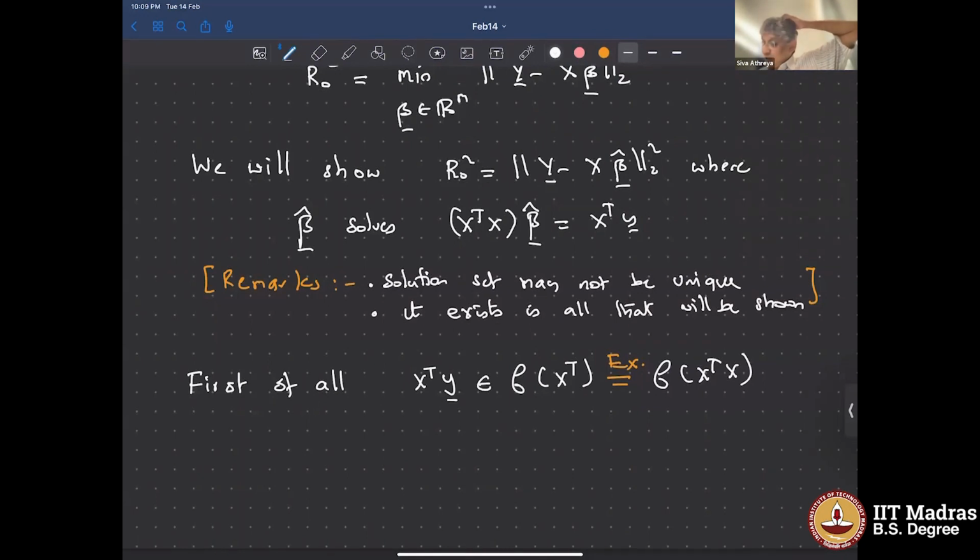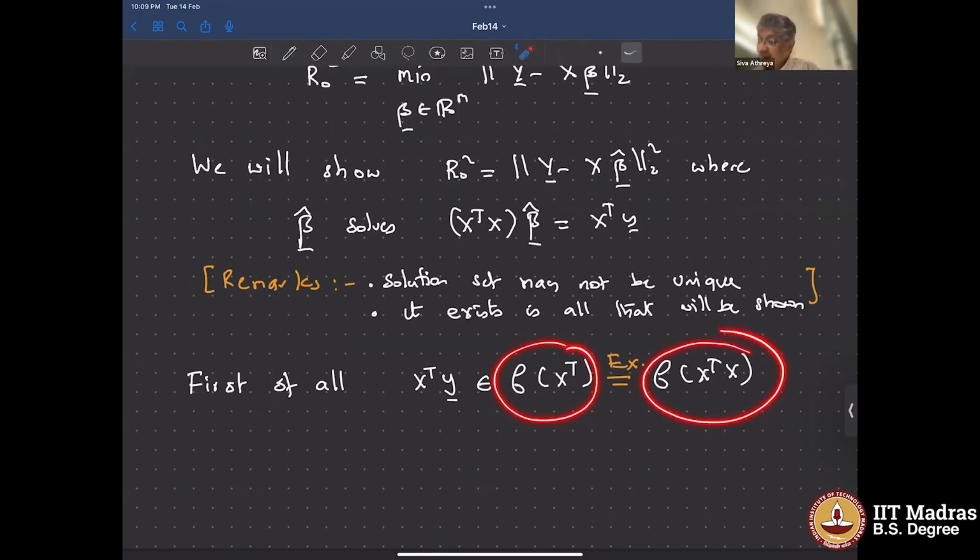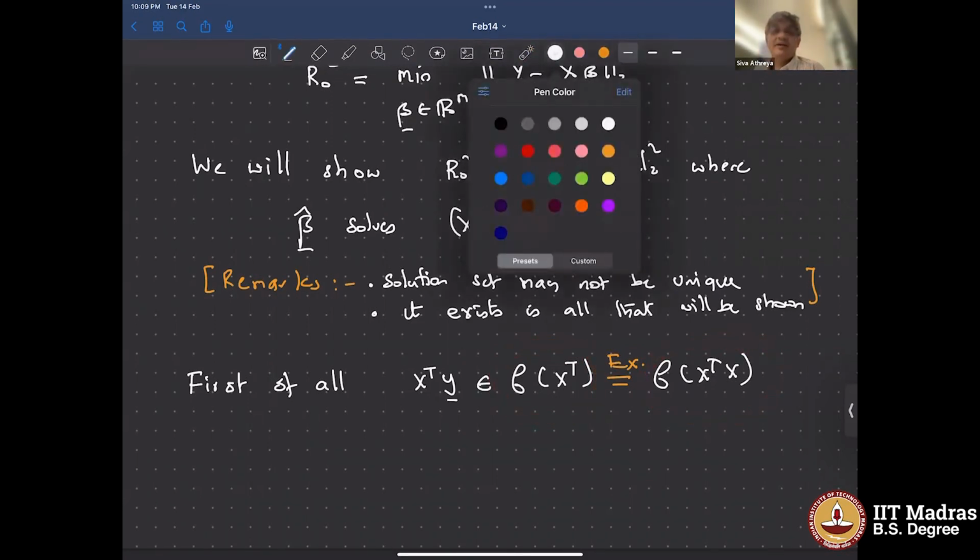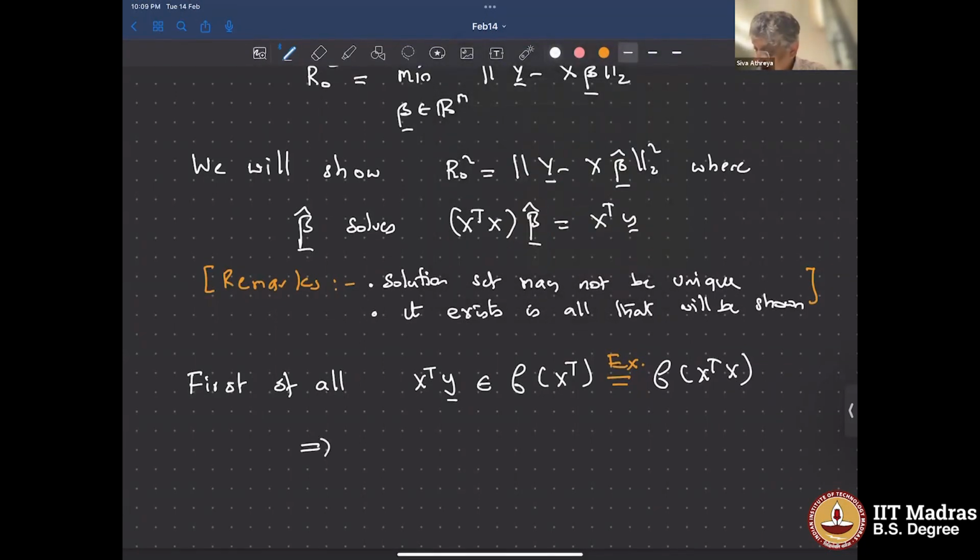So once X transpose Y is in the column space of X transpose, which is the same as the column space of X transpose X, then you have an immediate fact, right? This implies there is a beta hat in R^m such that X transpose X times beta hat is equal to X transpose Y. Okay, so this is one fact that we can keep in mind.